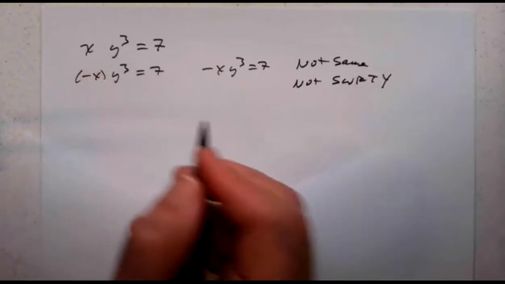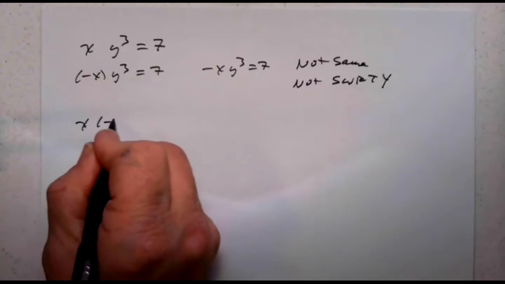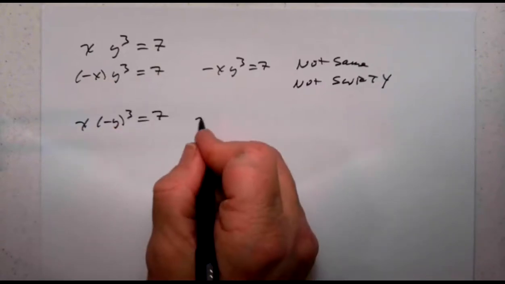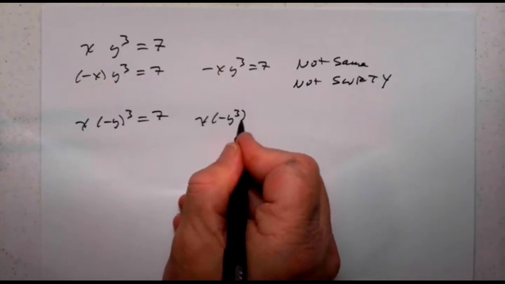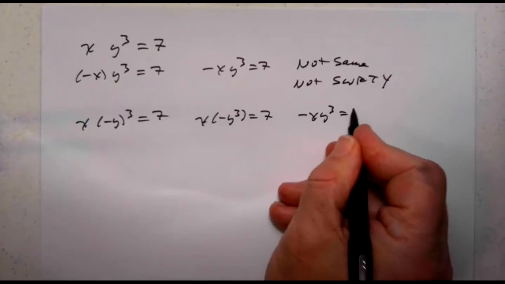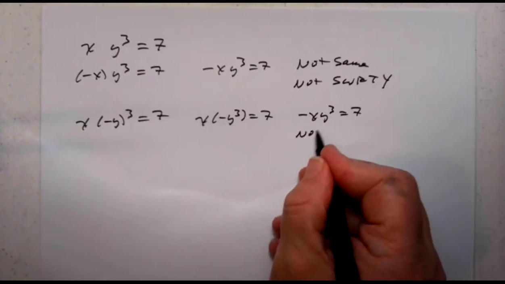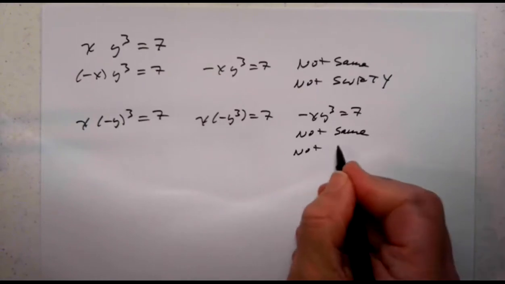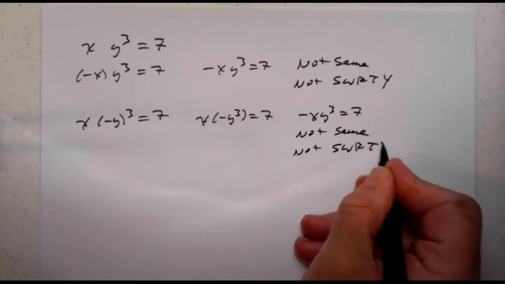I replace y with negative y, so x times negative y cubed equals 7, which gives me x times negative y cubed equals 7, which gives me negative xy cubed equals 7, not the same. So that is not symmetric with respect to the x-axis.